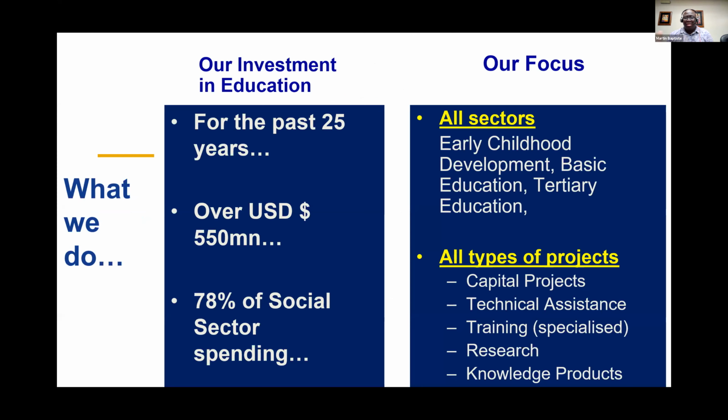And as you can see, it consists of the largest proportion of the social sector spending, over 75%, and for the last couple decades, over $500 million. We work in all sectors, as you see here, and all types of projects: capital projects, technical assistance, training.